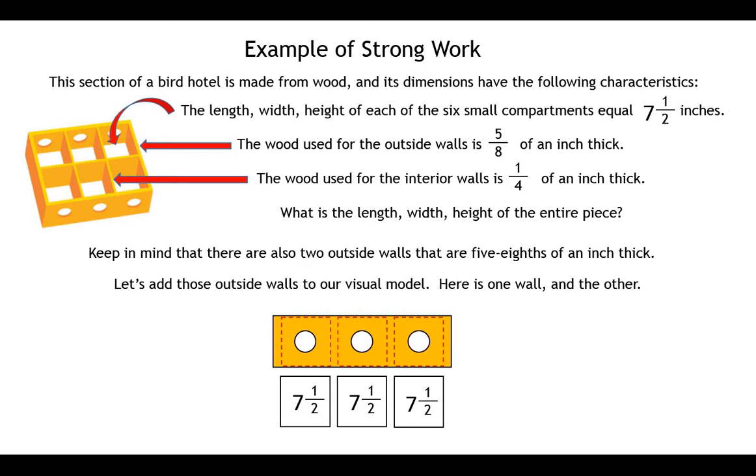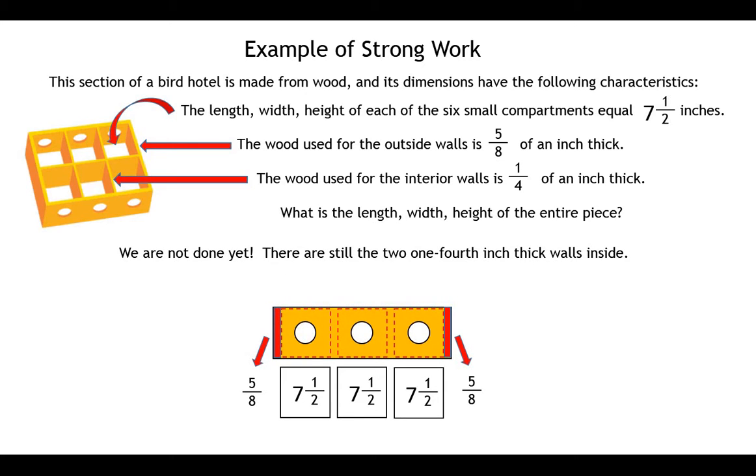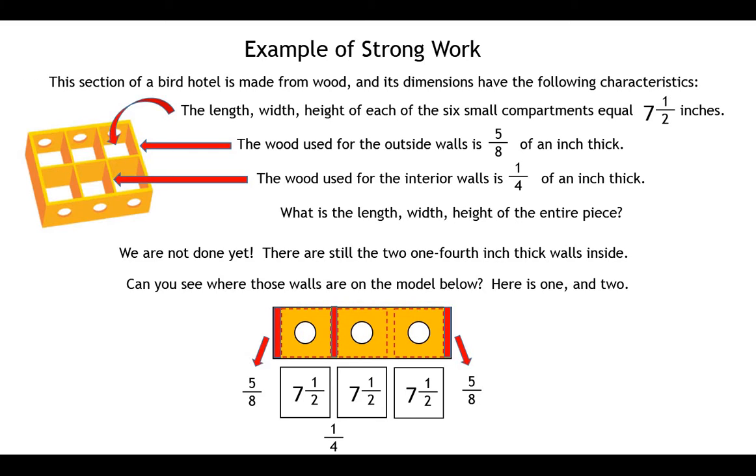Let's add those outside walls to our visual model. Here is one wall and the other. We are not done yet. There are still the other 2 1/4 inch thick walls inside. Can you see where those walls are on the model below? Here is 1 and 2.